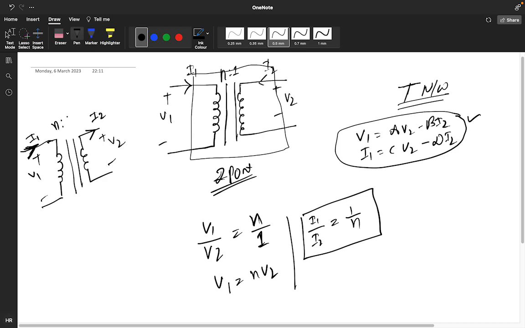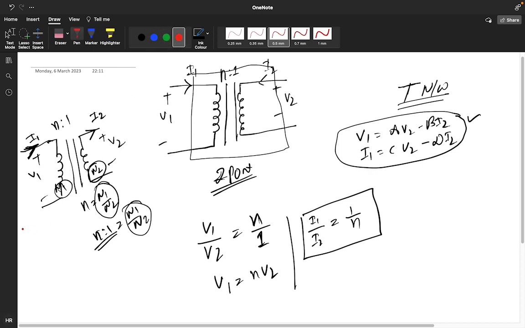This is N is to 1, meaning the turns ratio is N on one side and 1 on the other. N represents N1 by N2. We can also represent it like this, small n is to 1. So this small n means the ratio of the number of turns on this side to the number of turns on this side.